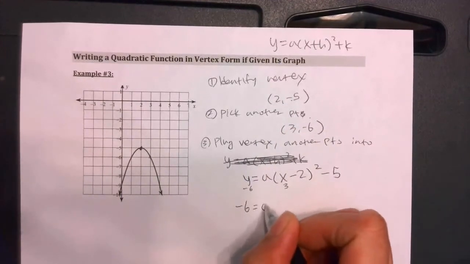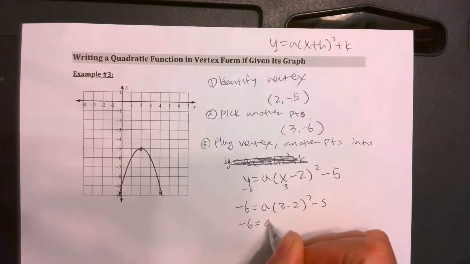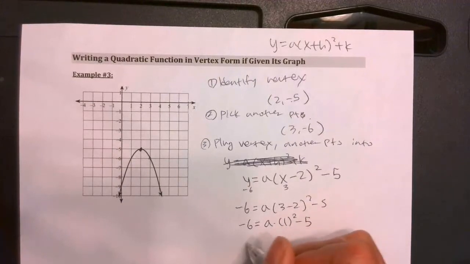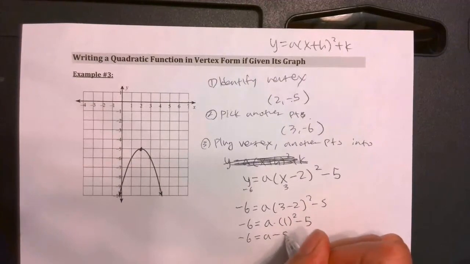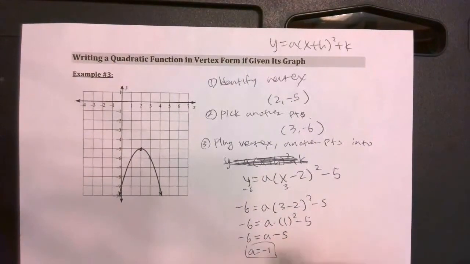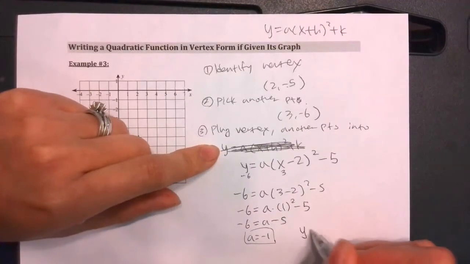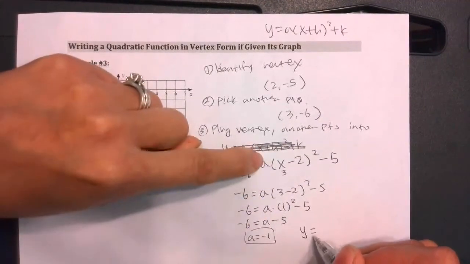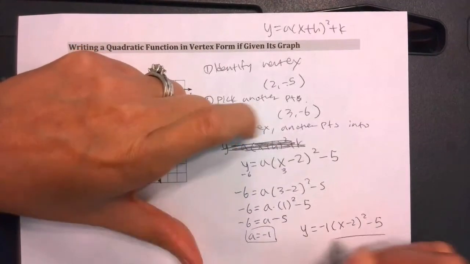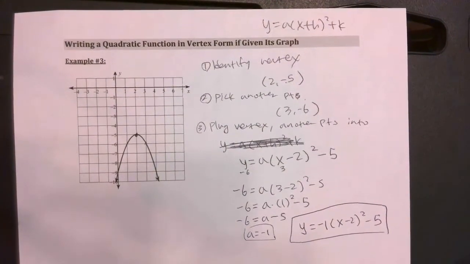So negative 6 is a times (3 minus 2) squared minus 5. Negative 6 is a times 1 squared minus 5. PEMDAS, 1 squared is 1, 1 times a is a. Add 5, a is negative 1. So that means the final vertex form is going to be y is equal to, plug that negative 1 in here, negative 1 times (x minus 2) squared minus 5. It's going to be the correct vertex form.